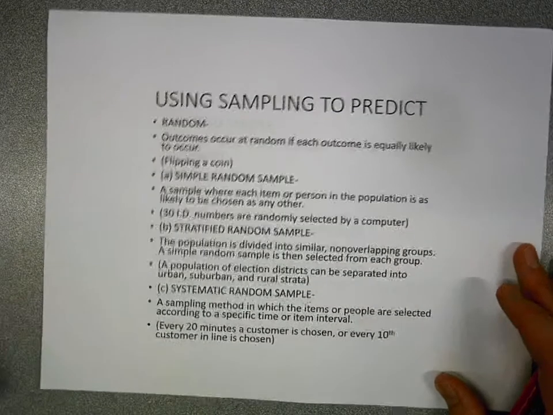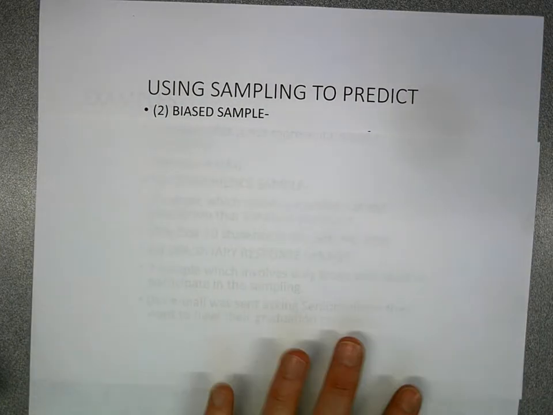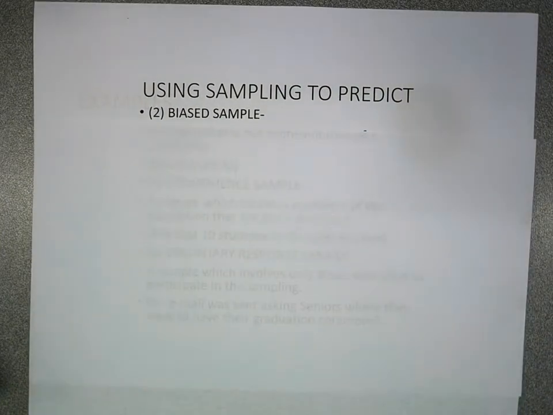All right, here we go. Now we get to the other side of things. Those are 3 unbiased samples, which you'll have some questions on. Now we talk about what makes a biased sample. Biased sample, everyone? Biased sample.